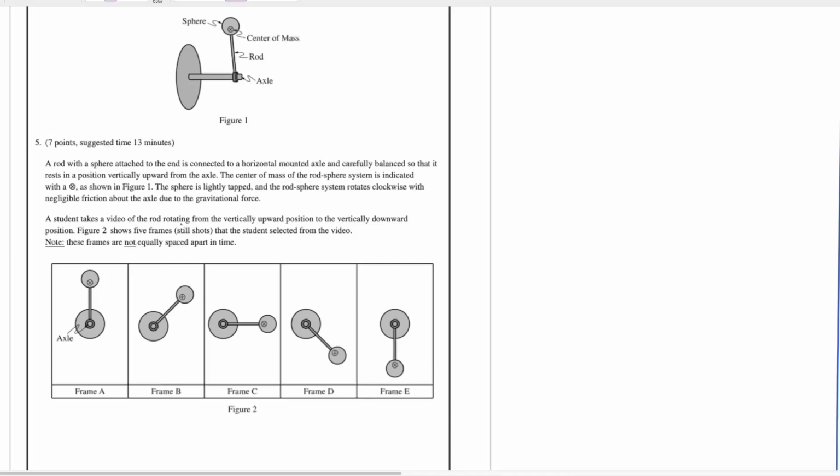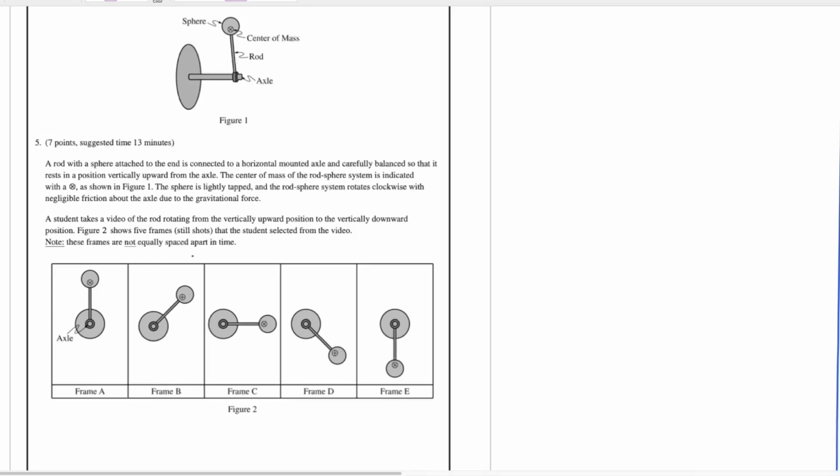A student takes video of the rod rotating from vertically upward position to the vertically downward position. Figure 2 shows 5 frames that students selected from the video. These frames are not equally spaced apart in time.